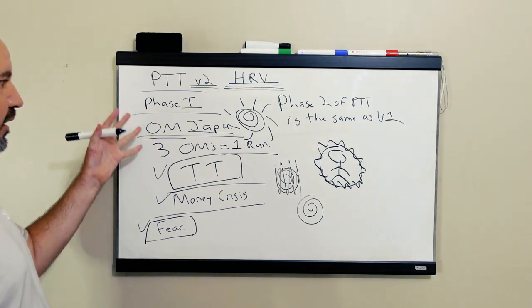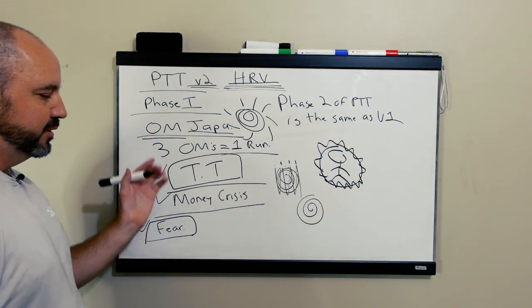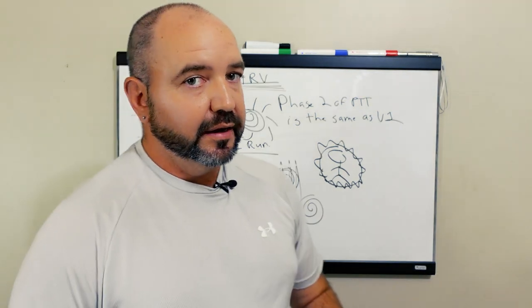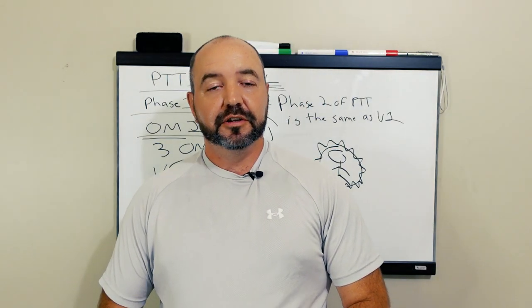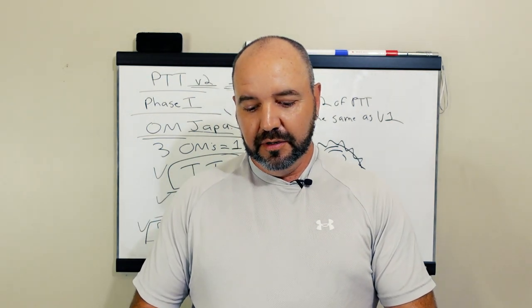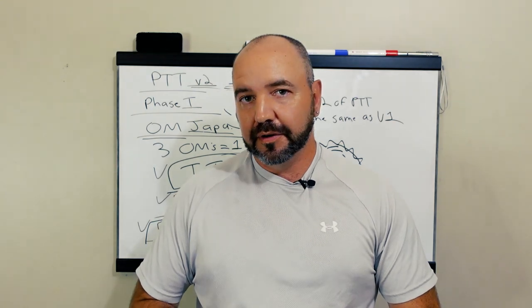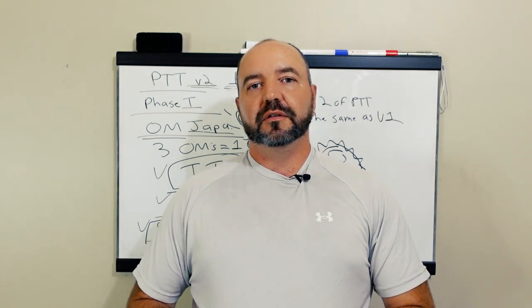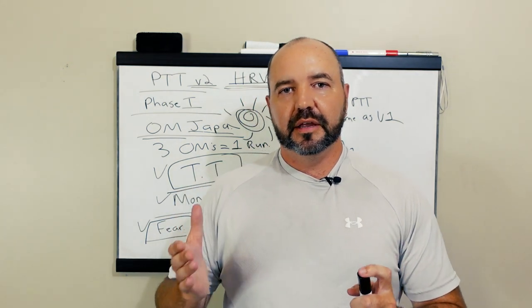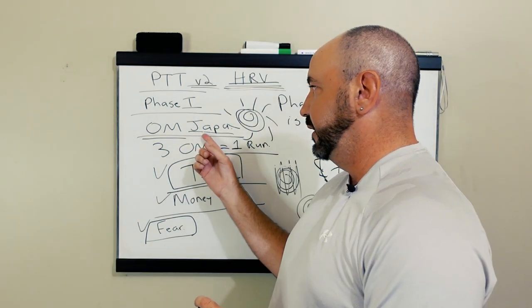So this is what we're doing here for phase one. We're just using Om Japa. And again, try it out for yourself. See which one you really like. See which one you prefer. Do you like doing the 5 heart rate variability breaths? Or do you like doing the 3 Om Japas? Okay, that's all we're doing. Like I said, if you want to do this mentally, you can.